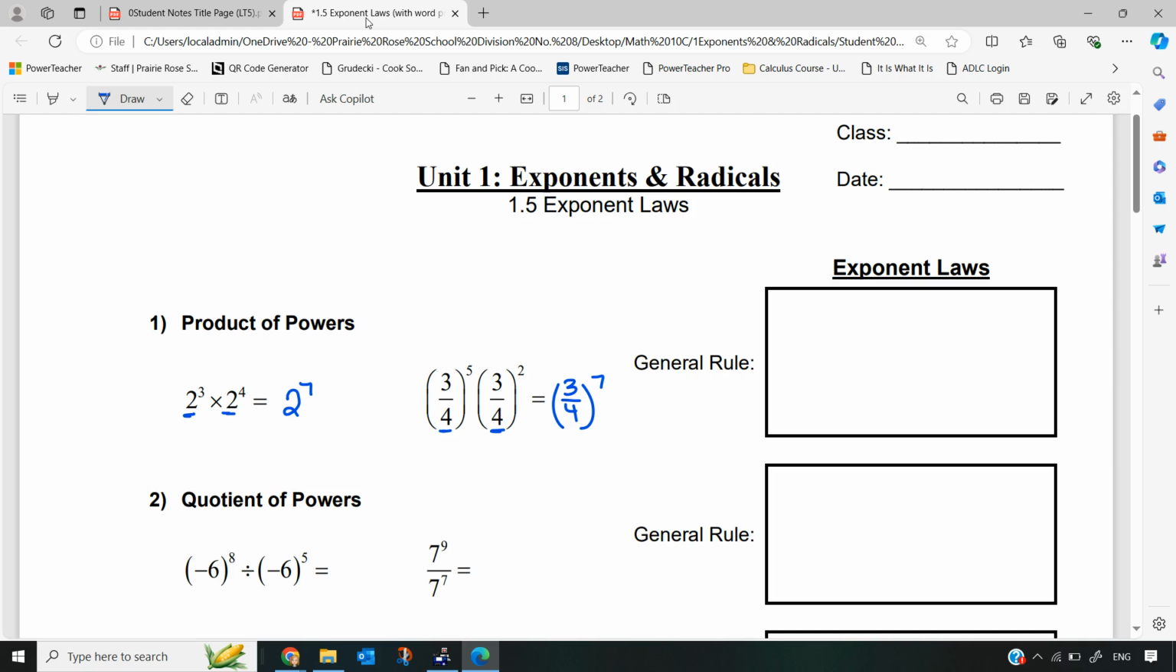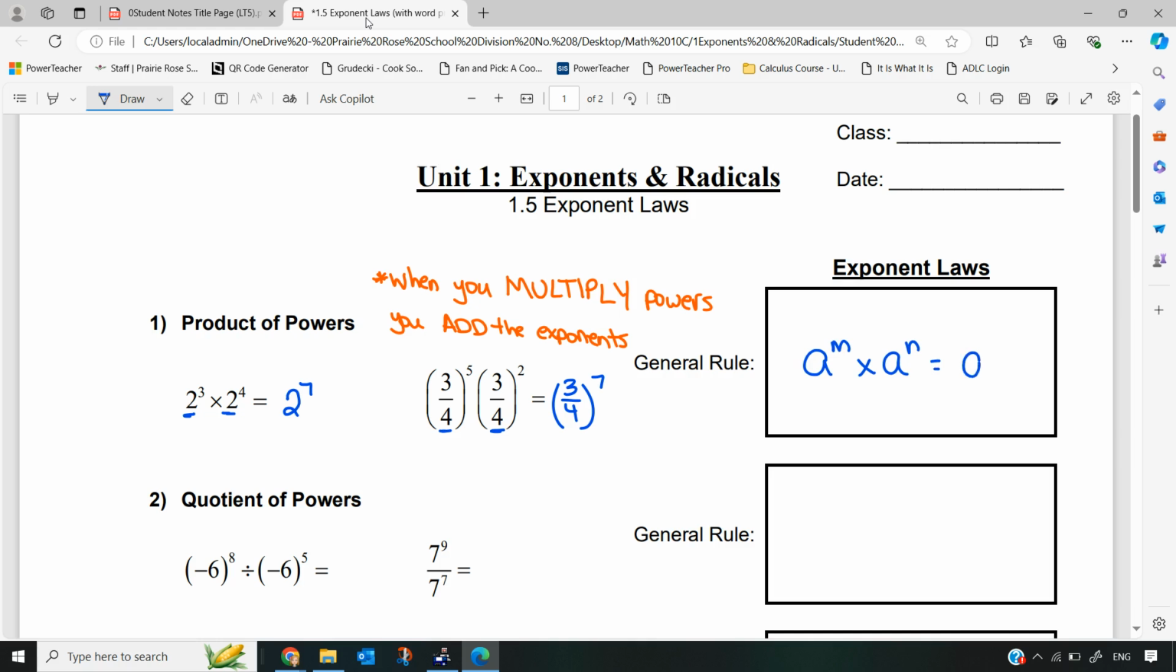So when we're talking about the product of powers, another way to remember it is that when you multiply powers, you add the exponents. Now, when we say multiply powers, that means that we're multiplying powers with the same base. So for all of these laws, there has to be the same base. A general rule that we can write out as a formula, if I have a to the m times a to the n, that's going to give me a to the m plus n.